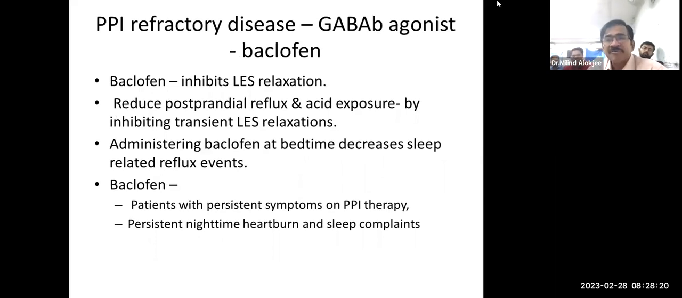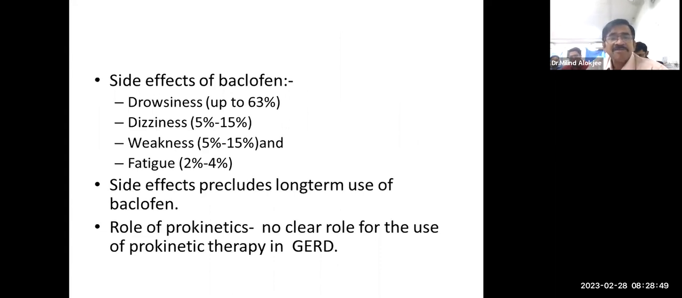Another important drug which has been shown to be effective against GERD is baclofen. Baclofen inhibits lower esophageal sphincter relaxation. It reduces postprandial reflux and acid exposure by inhibiting transient LES relaxations. So, administering baclofen at bedtime decreases sleep-related reflux events. Baclofen is indicated in patients with persistent symptoms despite PPI therapy, patients having persistent nighttime heartburn and sleep complaints. However, baclofen has important side effects like drowsiness, dizziness, weakness, and fatigue. So, side effects of baclofen preclude its long-term use.